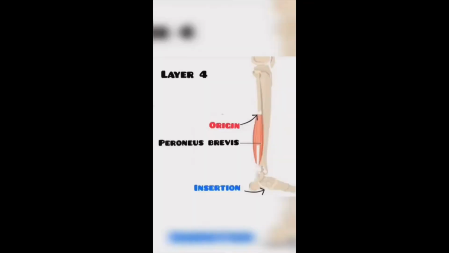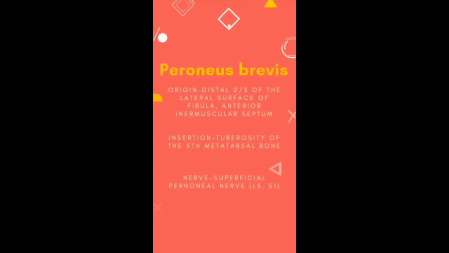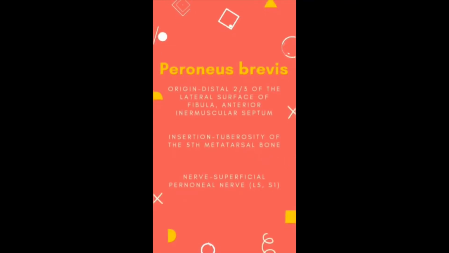Peroneus brevis. It originates from the distal 2/3 of the lateral surface of the fibula and anterior inner muscular septum. It is inserted at the tuberosity of the 5th metatarsal bone. It is supplied by the superficial peroneal nerve at 5th lumbar and 1st sacrum.